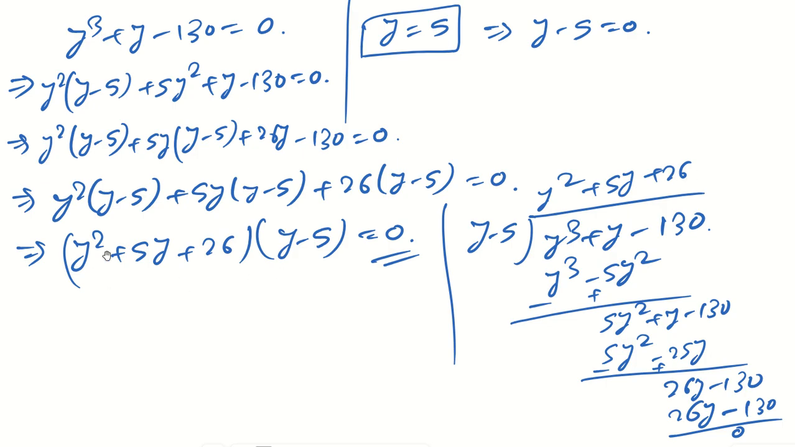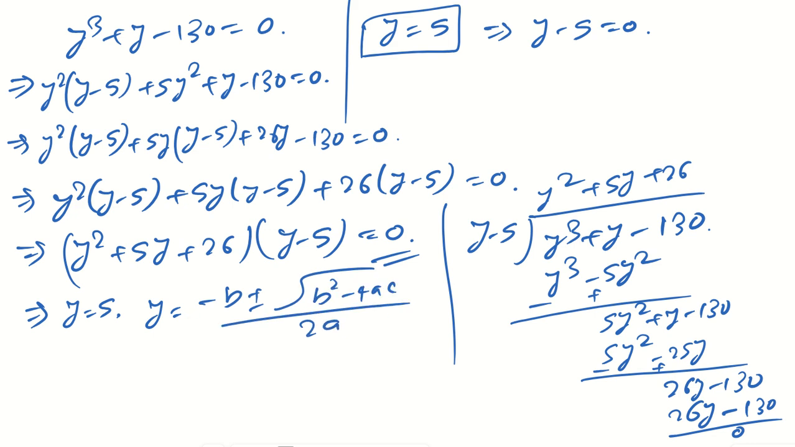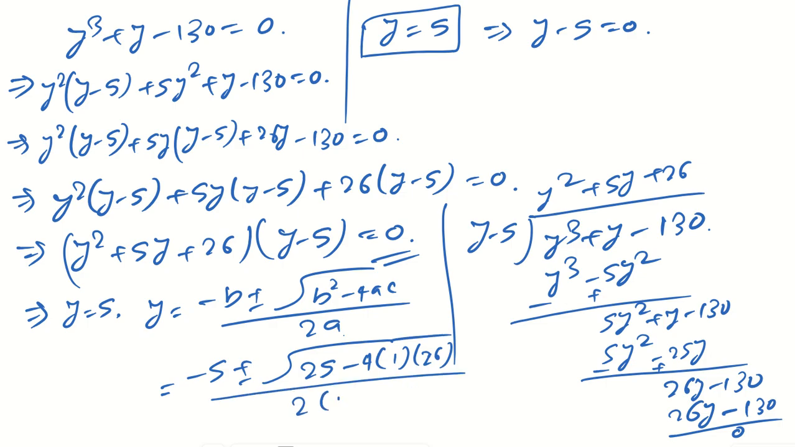Now our aim is to find the root of y, or like values of y. So what are those values? You can say y equal to 5 is one root. Another root is from this quadratic equation. So this will be what? y equal to minus b plus minus root under b square minus 4ac by 2a. So what is b? 5. So minus 5 plus minus root under b square, that is 5 square, that is 25, minus 4 times a is 1 and c is 26, divided by 2a.